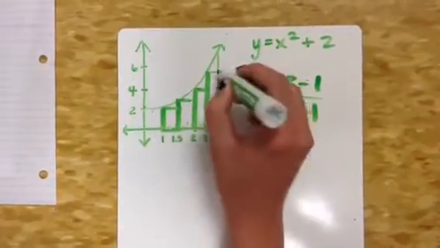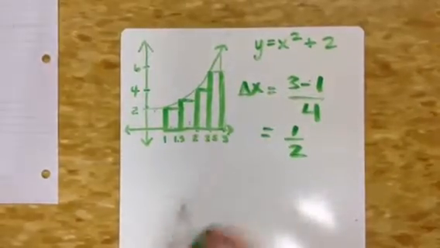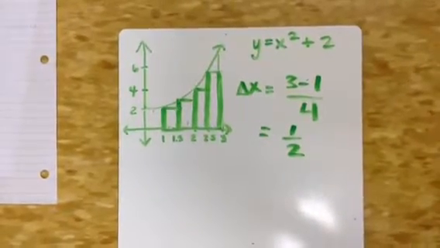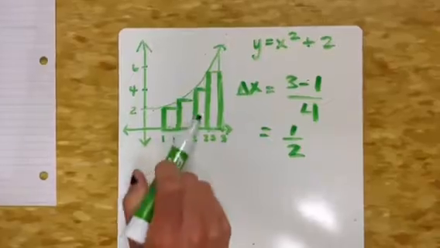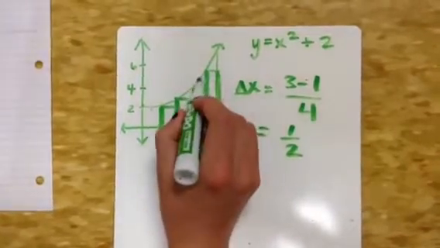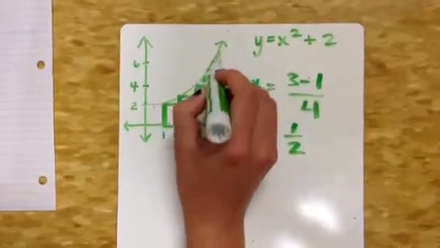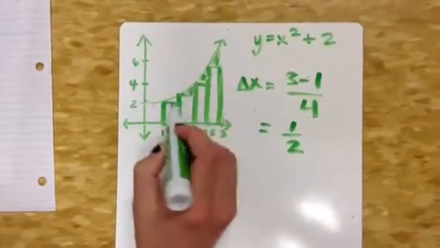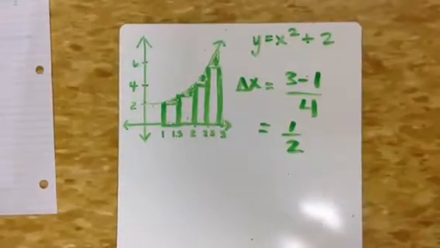Okay, so we see the 4 rectangles, and with a left Riemann sum, we're underestimating the area because these little spaces we're obviously not accounting for. So just remember that in the end.